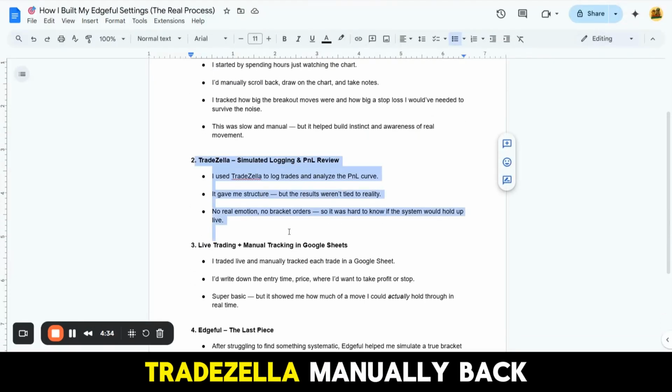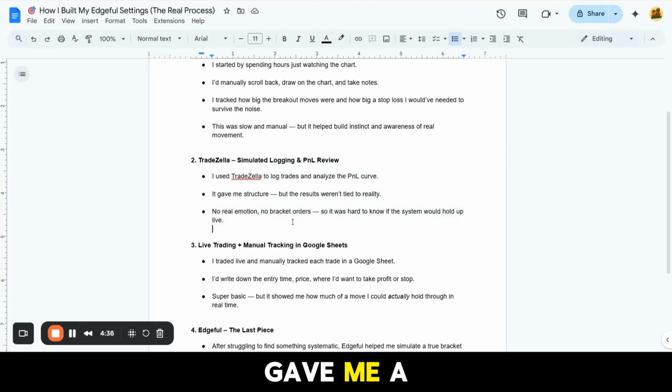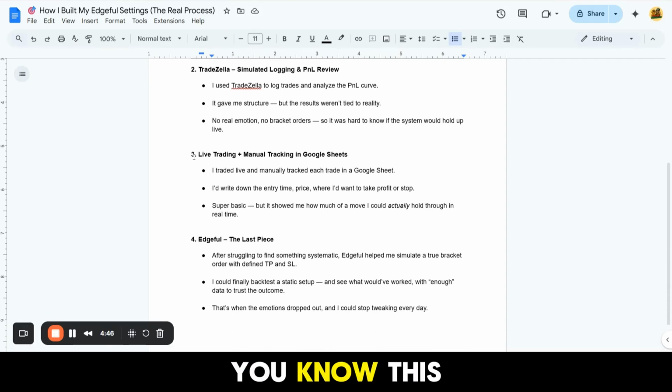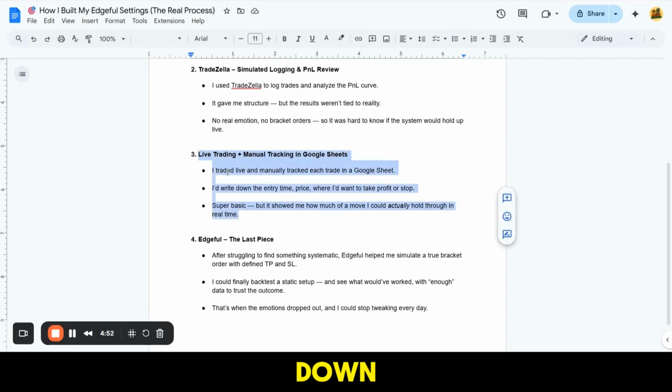Then went to TradeZella, manually backtesting. Gave me a rough idea of the structure, but still no real emotions. I tried to do bracket orders, but it didn't really work that well. And then when I went live, this is where it got exciting because I did have a lot of winners right out of the gate. And then when I had drawdown, I didn't know why I was losing.